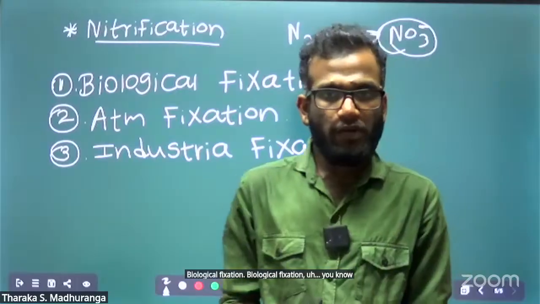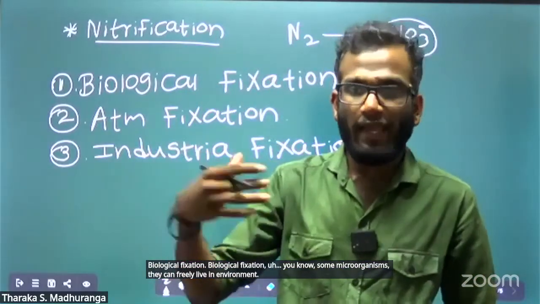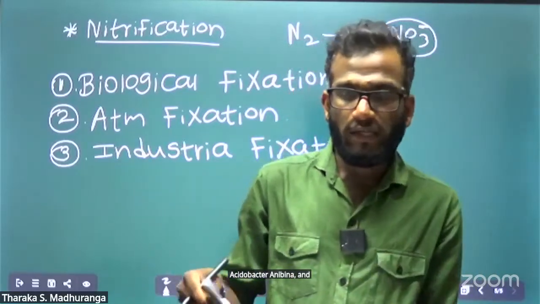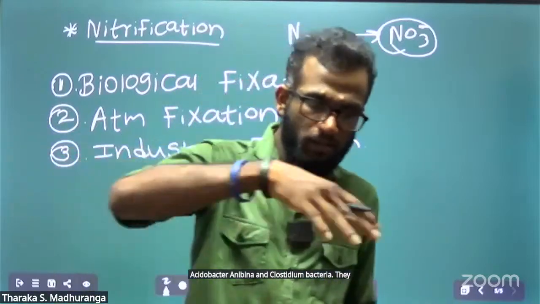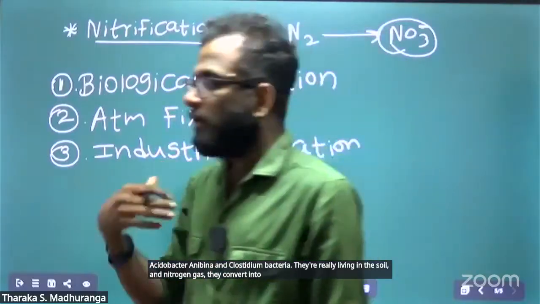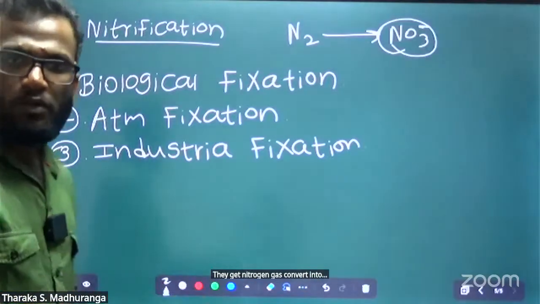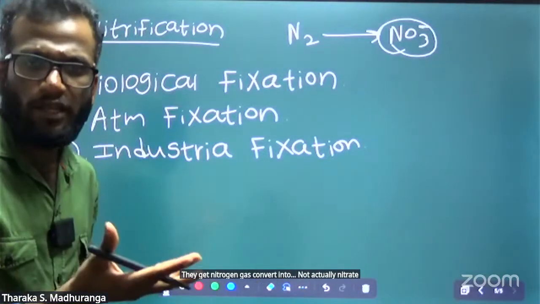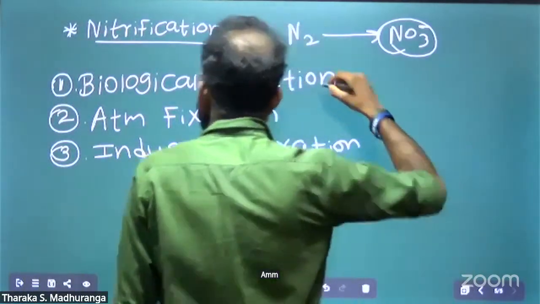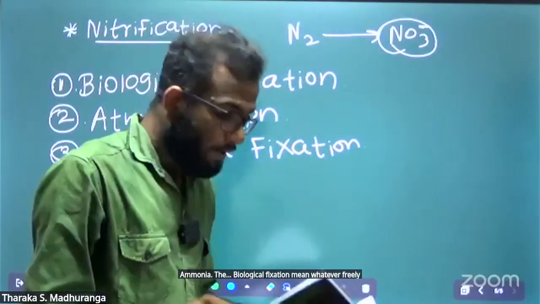Some microorganisms can live freely in the environment, freely in the soil, like Azotobacter I have given here. Azotobacter, Anabaena, and Clostridium bacteria live freely in the soil, and they convert nitrogen gas into, not actually nitrate directly, they directly produce ammonia. Biological fixation means whatever freely available or symbiotic bacteria.